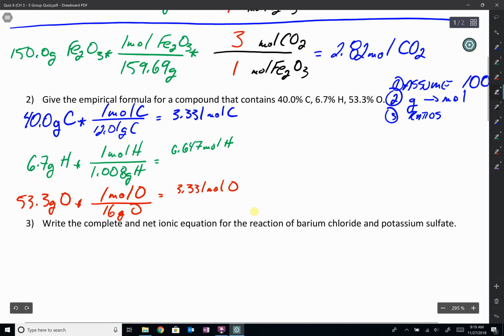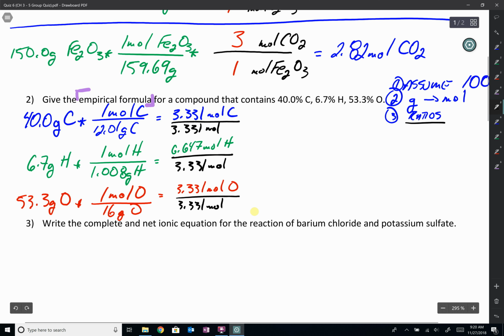What I mean by ratio is, when we're dealing with an empirical formula, we're dealing with the simplest ratio of the atoms in a compound. So we have to make a ratio from our carbon and our hydrogen and our oxygen. What we do is divide by the smallest moles, the smallest answer that you have. It just happens that in this case, carbon and oxygen have the exact same answer, so we're going to divide by 3.331 moles.